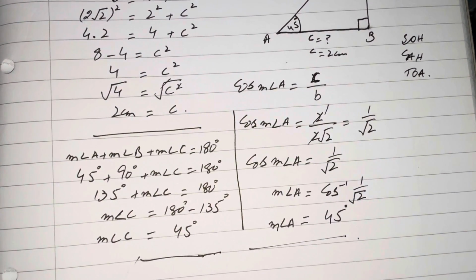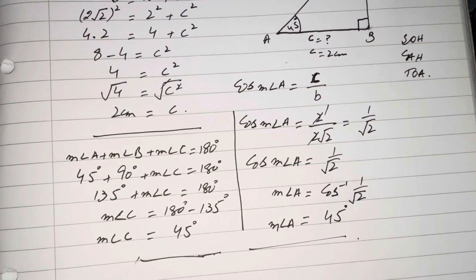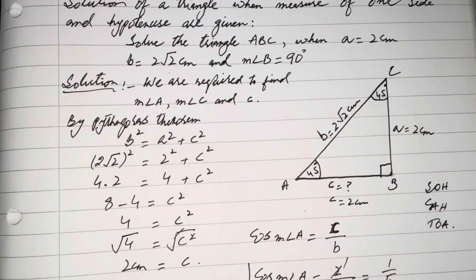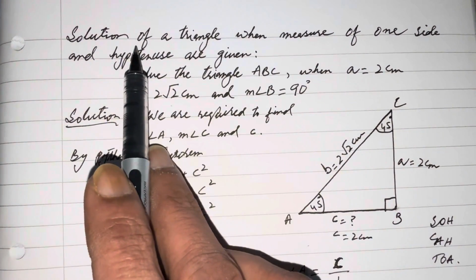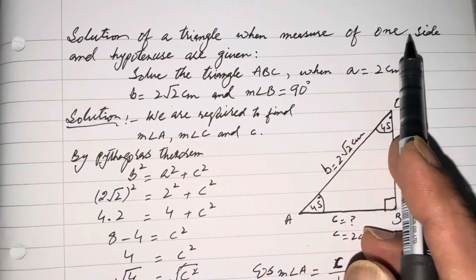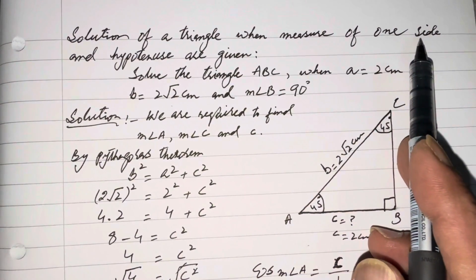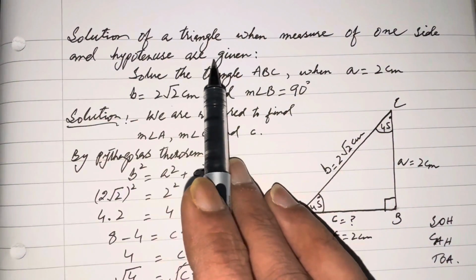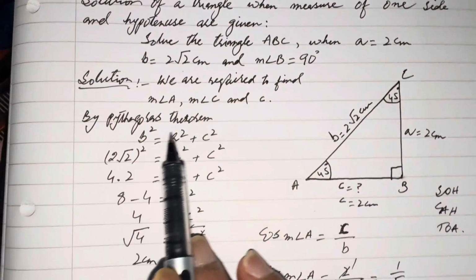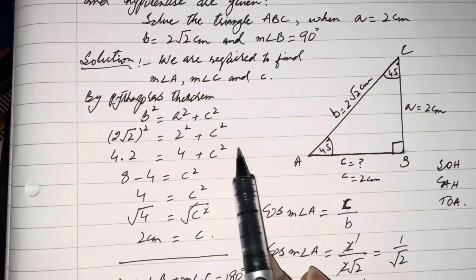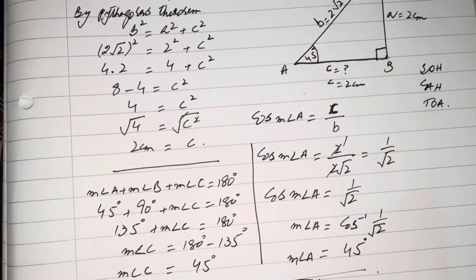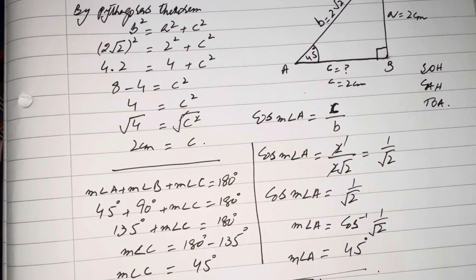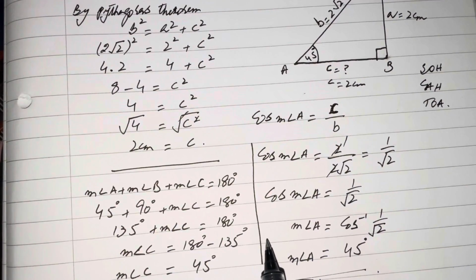So hopefully you will understand how I have found the angles and the sides of a right angle triangle, as the question was given when the measure of one side of a right angle triangle and hypotenuse are given. So we have used the Pythagoras theorem to find the length of the side, and then trigonometric ratios to find the angles. So hopefully you will enjoy this video. I will take some more examples in my coming lecture.